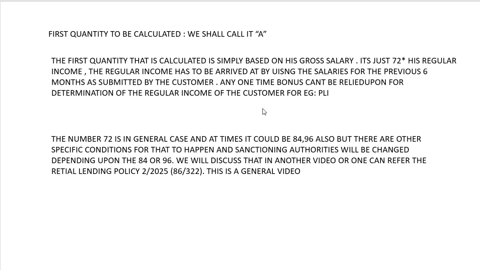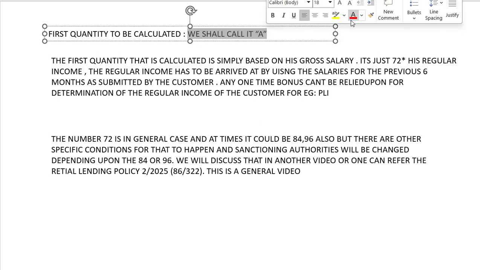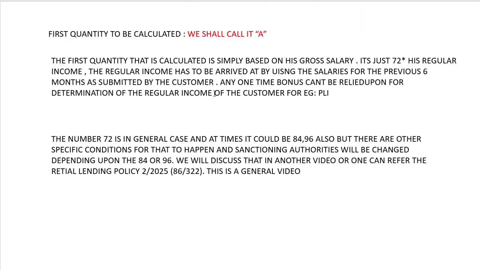Of these 3 quantities, the first quantity, for now we shall call it A. This quantity depends upon the gross pay of the customer. First of all we will take the gross pay from his latest salary slip, I mean the regular pay, not including abrupt or abnormal payments like PLI or LFC. After this we will be taking the regular gross pay.